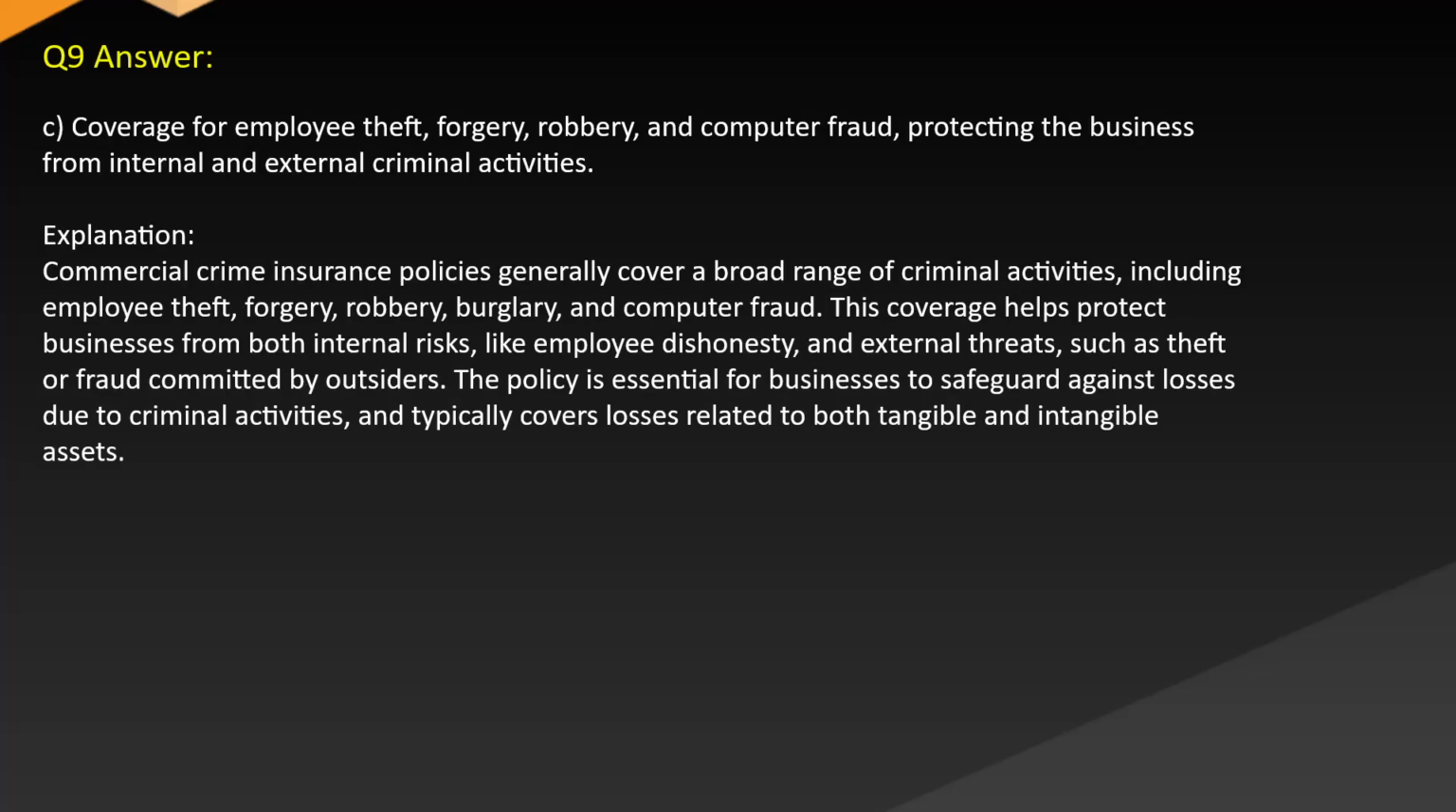Answer: C. Coverage for employee theft, forgery, robbery, and computer fraud, protecting the business from internal and external criminal activities. Explanation: Commercial crime insurance policies generally cover a broad range of criminal activities, including employee theft, forgery, robbery, burglary, and computer fraud. This coverage helps protect businesses from both internal risks like employee dishonesty and external threats such as theft or fraud committed by outsiders. The policy is essential for businesses to safeguard against losses due to criminal activities and typically covers losses related to both tangible and intangible assets.